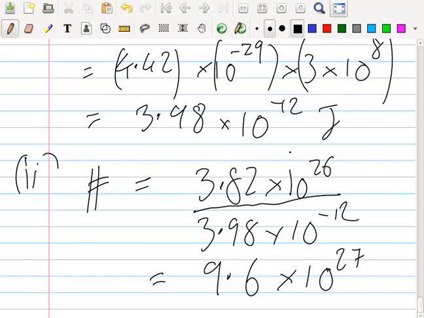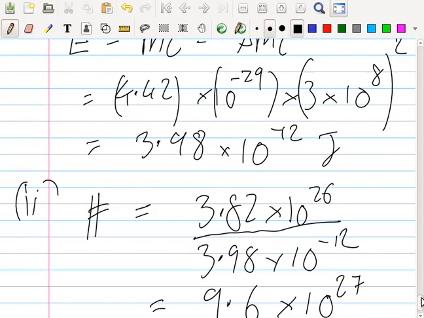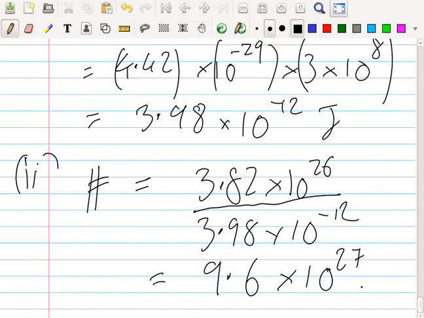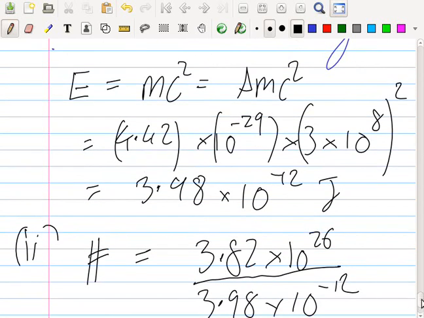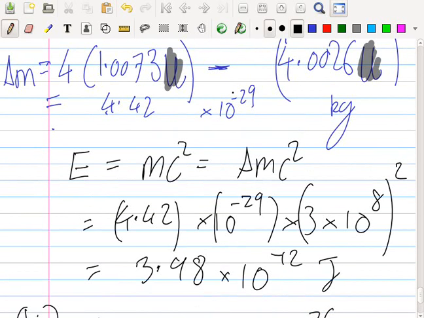Now, next one is interesting. How much mass is lost per second? Okay, so this is how many processes must happen per second, and this is how much mass is lost per second. So just multiply the two.